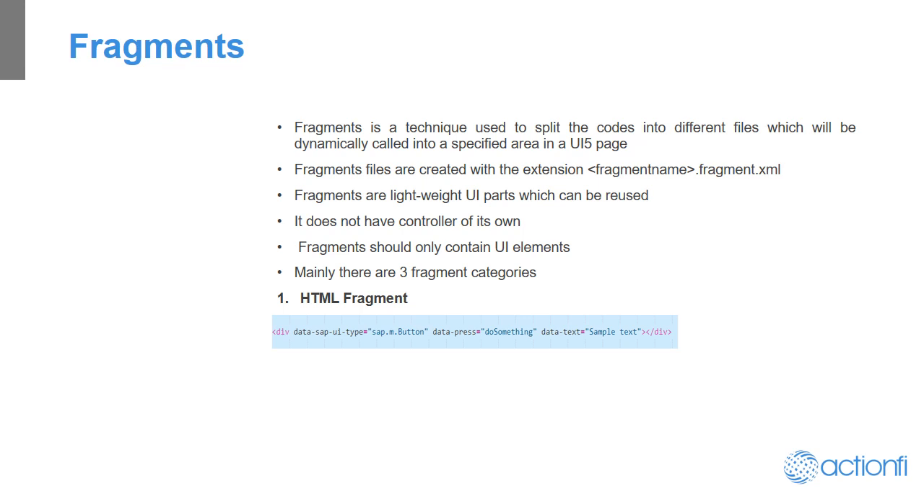Mainly there are three fragment categories: HTML fragment, XML fragment and JS fragment. HTML fragment. You can define a simple HTML fragment as shown. HTML fragments have a similar syntax to HTML file view but without the template tag. HTML fragments cannot specify a controller to be instantiated. They can use a controller for binding event handler method but only if the code instantiating them passes a controller.